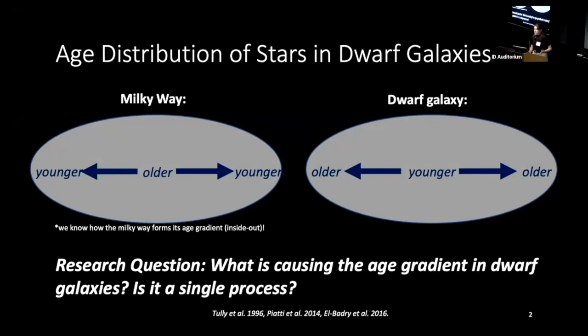But dwarf galaxies have the opposite trend. They have younger stars in the center, and as you move radially outward, you see older stars. And we don't know why this is the case. And so that's sort of the crux of my research. Is there a single process causing this age gradient for dwarf galaxies? Is it multiple processes, et cetera?